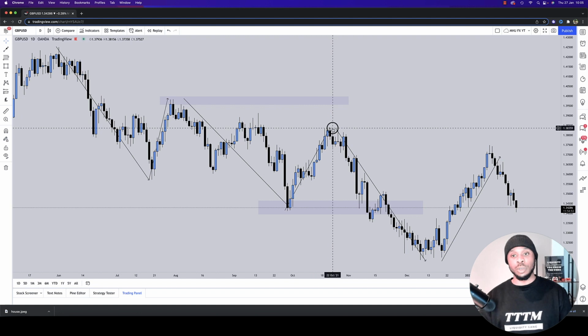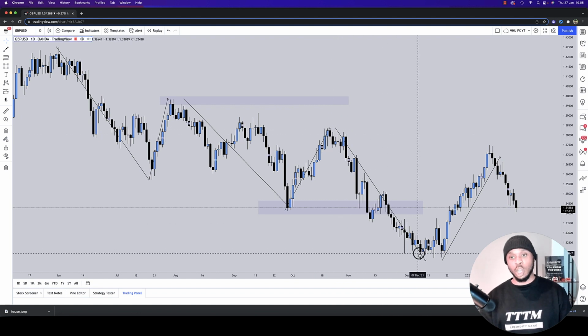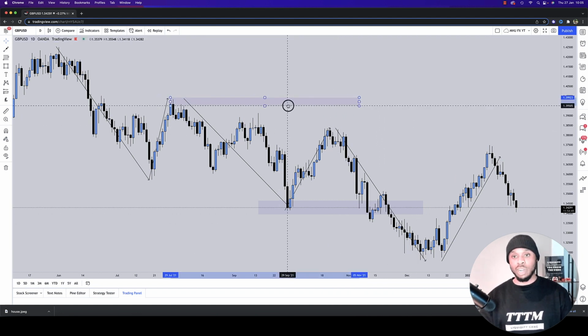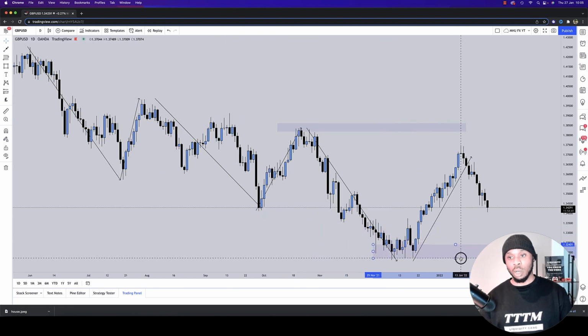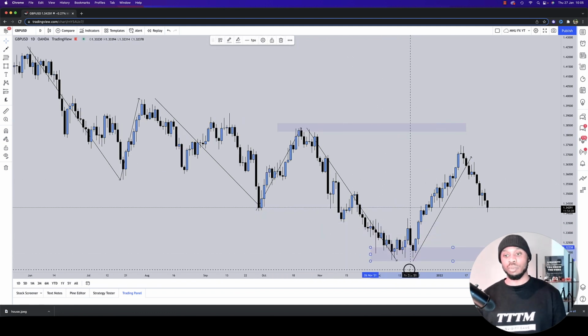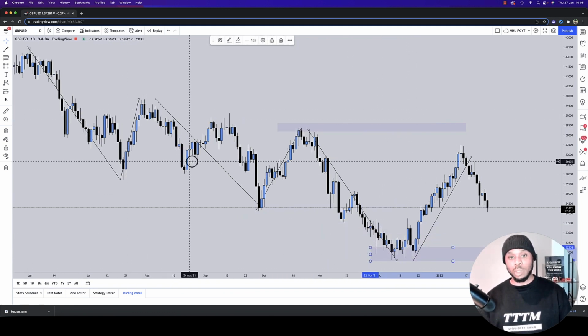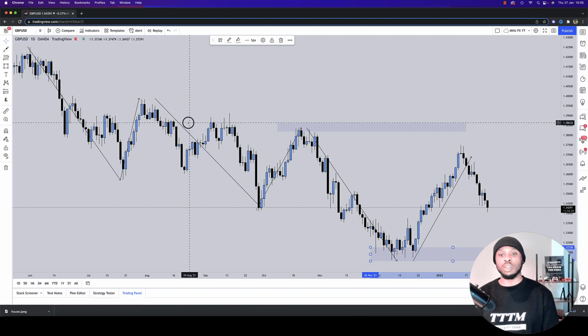But as you can see, it didn't do that. What did it do? It then went to violate the low again. So guess what? Our trading range becomes this high and this low over here. So now we have a new trading range. So no matter all these little bits in between, it doesn't matter. Keep your eyes on the bigger picture.